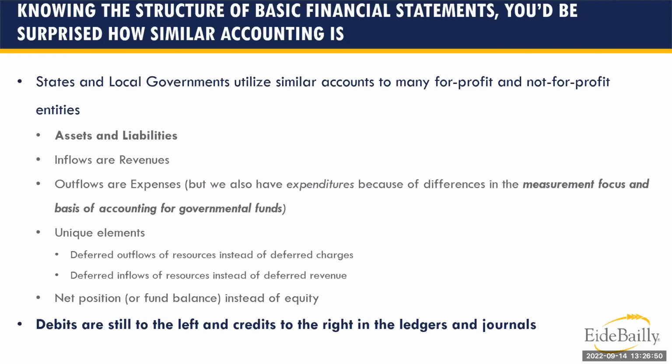In both cases, debits are on the left, credits are on the right. Okay, kind of sounds the same. The differences are mainly in jargon. We have deferred outflows of resources in GASB instead of deferred charges. We have deferred inflows of resources instead of deferred revenue. Now, net position is used instead of equity because we don't have stockholders. And so clearly there's a lot more we're alike than we're different.